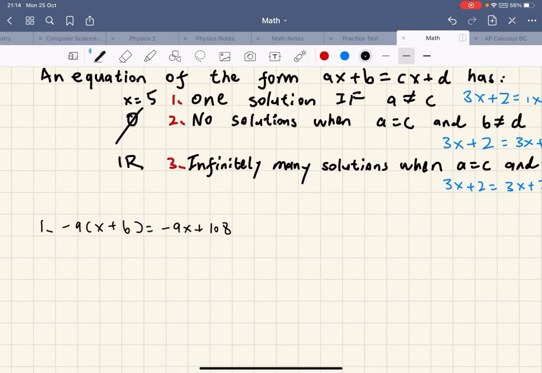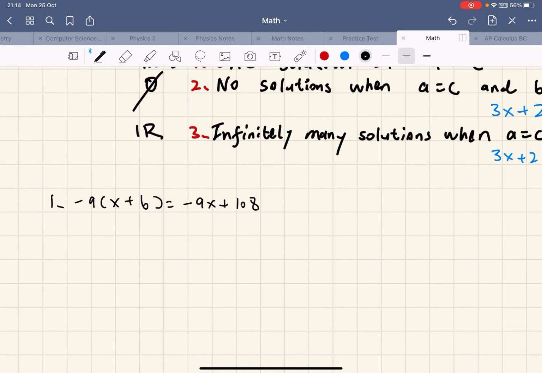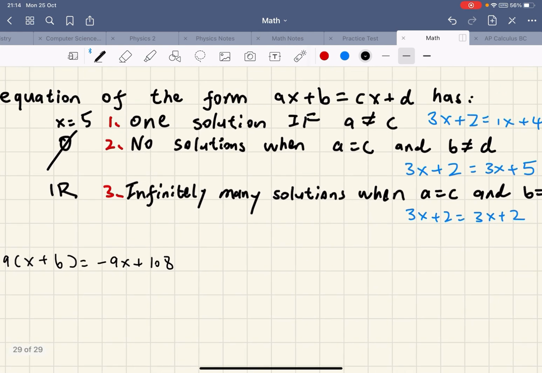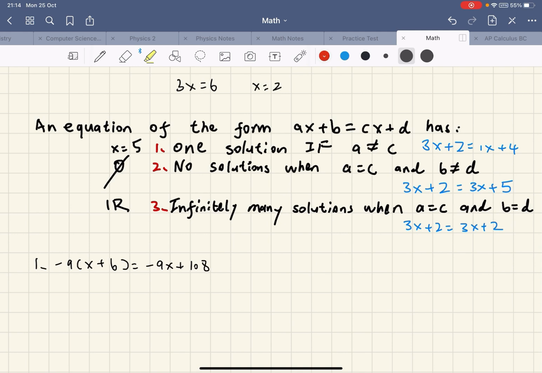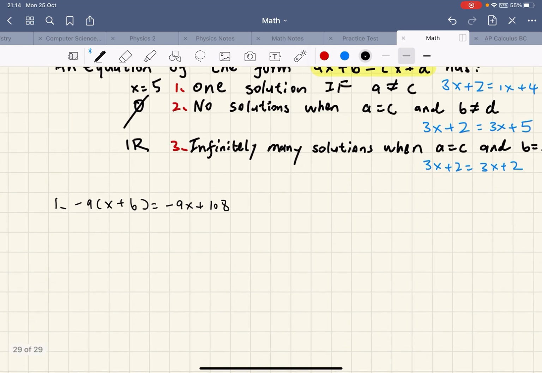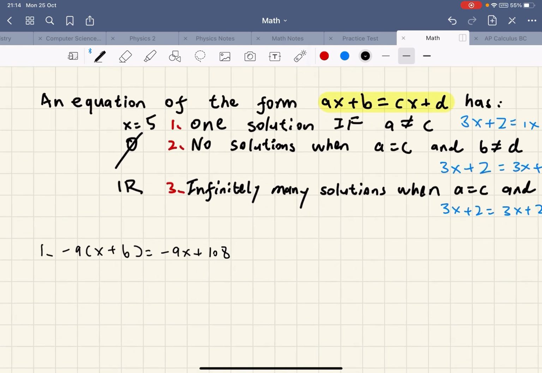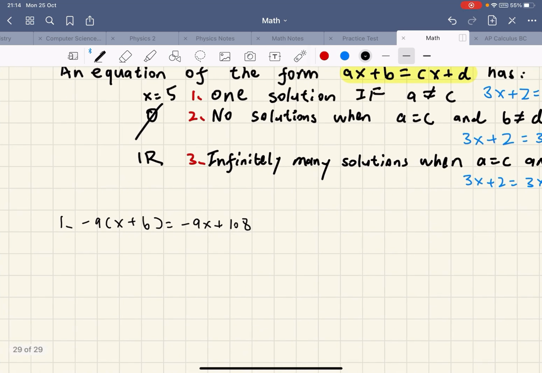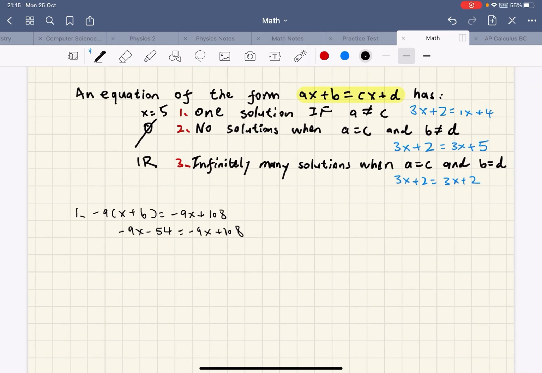Notice how we need to do the distributive property first, because the law has the equation ax plus b equals cx plus d. However, in this case, we do not have ax plus b. We have a parenthesis, so we need to distribute the negative 9. So negative 9x minus 54 equals negative 9x plus 108. Notice in this case, a equals c.